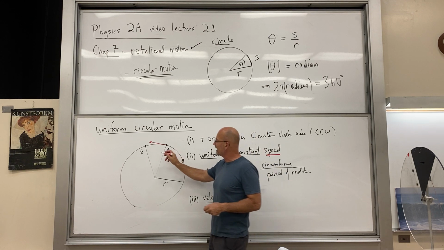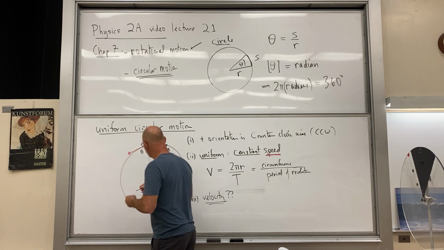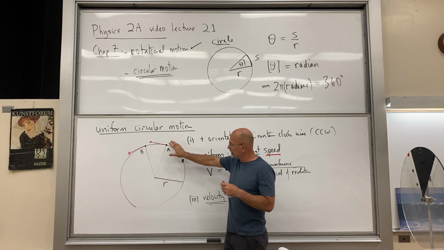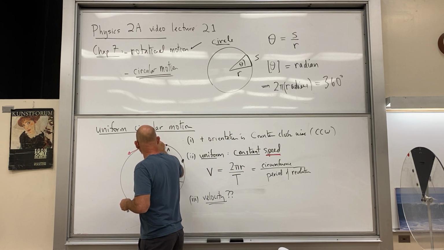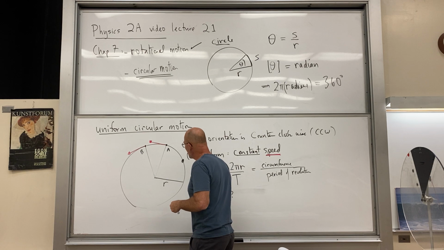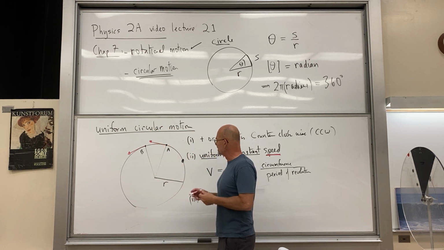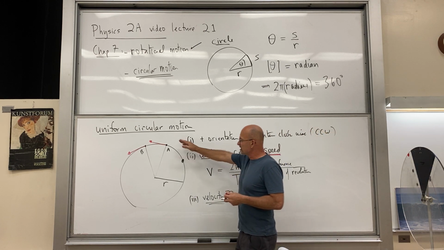Okay, and the velocity at point B would be like that. So the length of these two vectors would be exactly the same, if we were scaling these correctly. The length of these velocity vectors is the same, but their direction has changed. The reason the length is the same is because the speed is constant, but the direction has clearly changed.